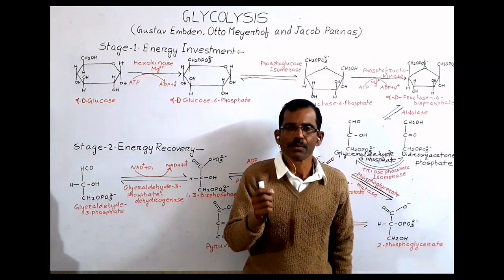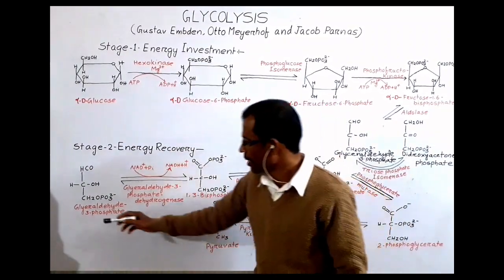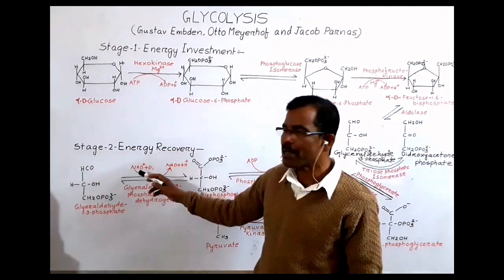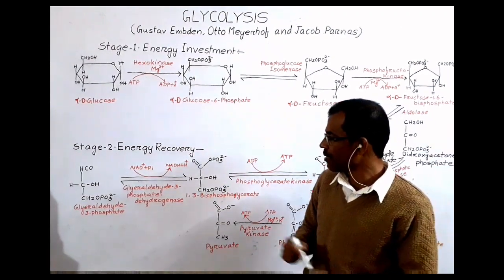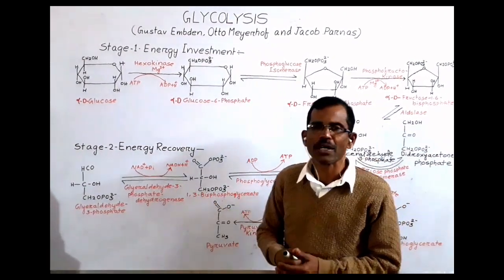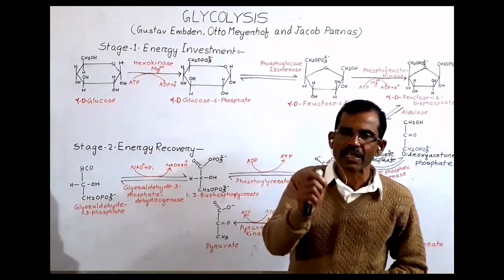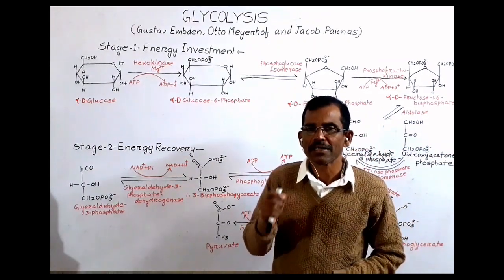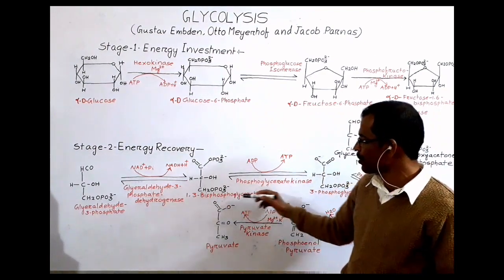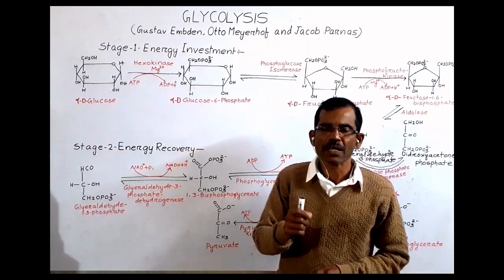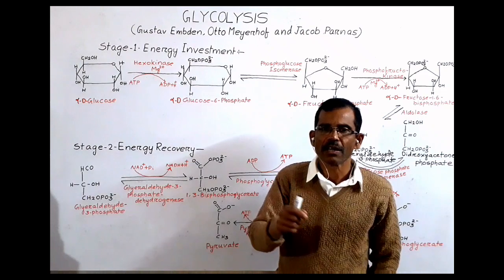Stage 2 of glycolysis. The first reaction of stage 2 is the oxidation and phosphorylation of glyceraldehyde 3-phosphate by NAD plus and inorganic phosphate in a reaction catalyzed by the enzyme glyceraldehyde 3-phosphate dehydrogenase. In this reaction, aldehyde oxidation, which is an exergonic reaction, drives the synthesis of the high energy acyl phosphate 1,3-bisphosphoglycerate. Acyl phosphates are compounds having high phosphoryl group transfer potential.